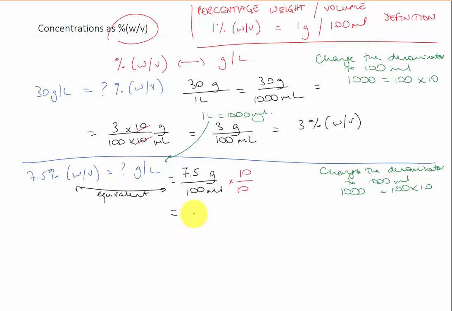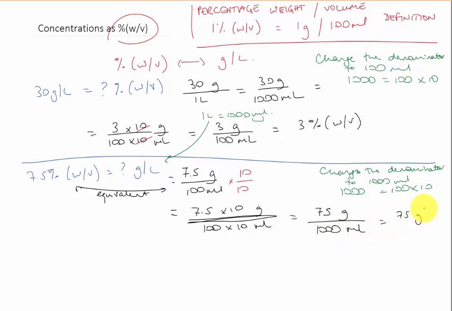So that gives us 7.5 times 10 grams over 100 times 10 millilitres, which is 75 grams over 1,000 millilitres. And 1,000 millilitres is the same as 1 litre, so that's 75 grams per litre. And that is how you can use fractions to understand concentrations expressed as weights per volume.